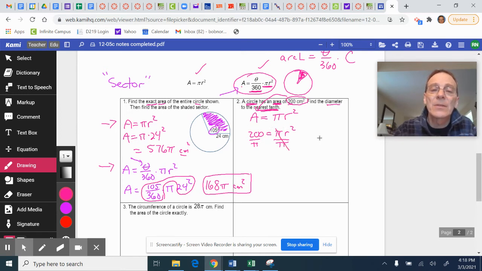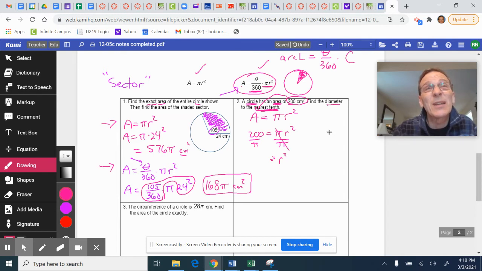Okay, and so r squared turns out to be, oh gosh, I wish I had worked this out in advance or looked up my notes from last year. 200 divided by pi is going to be something like, I'm just going to estimate here. And please don't anybody get hung up on the fact that this is going to be a little bit off.